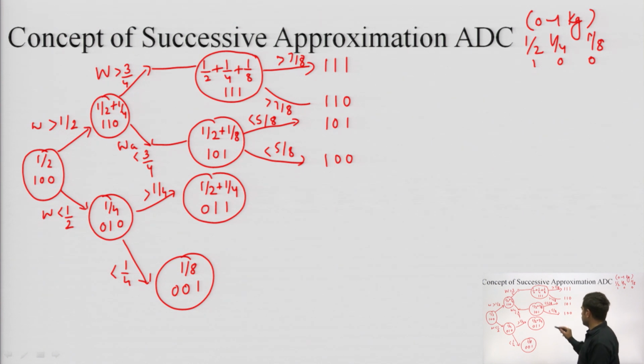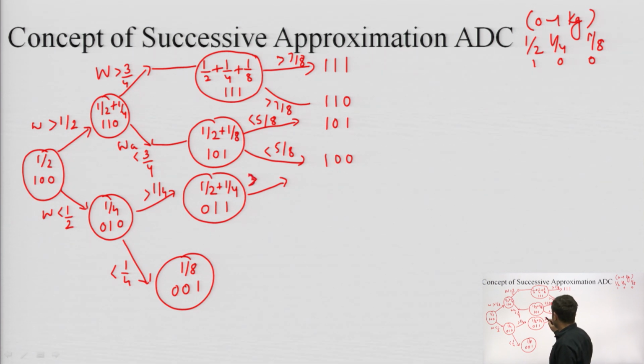Similarly here, 1 by 2 plus 1 by 4, that means it is 3 by 4, if we are denoting everything in this by 8 formula. So if it is greater than 1 by 2 plus 1 by 4, then it will remain like this.